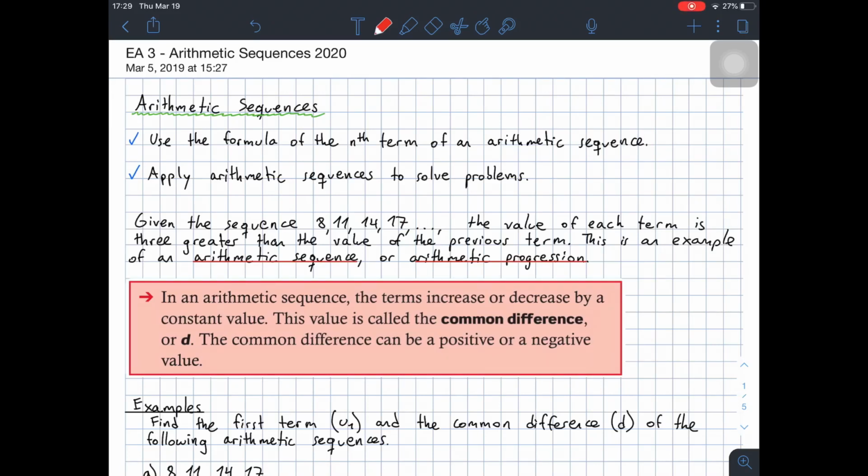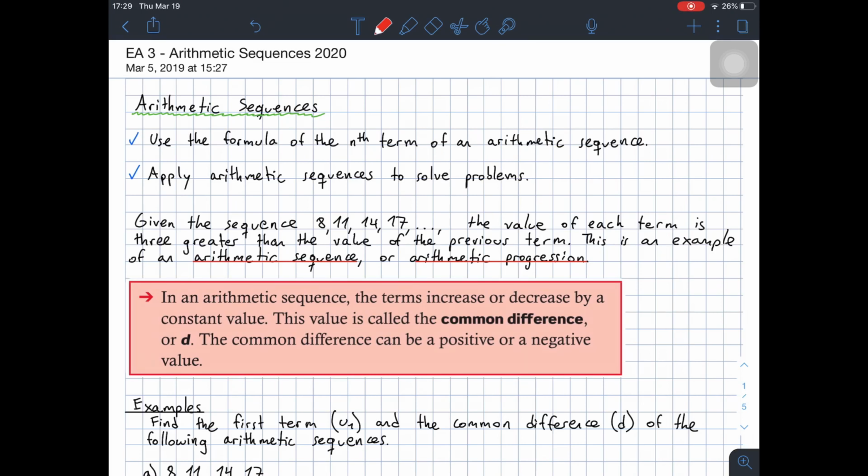Hello seniors, today we're going to see electronic assignment number 3, which is arithmetic sequences. Remember that yesterday you've seen the lesson for patterns and sequences. So we've seen the concept in general of what a pattern or a sequence is. So today we're going to get into a special type of sequence, which is called the arithmetic sequence.